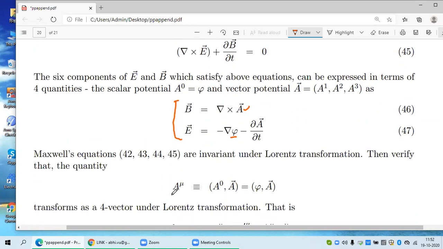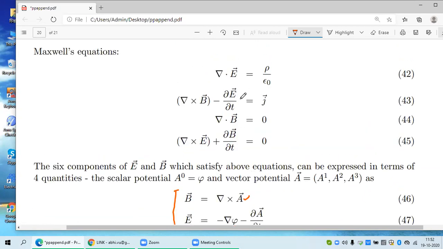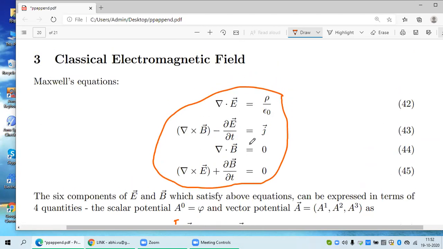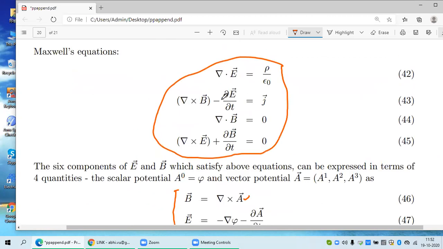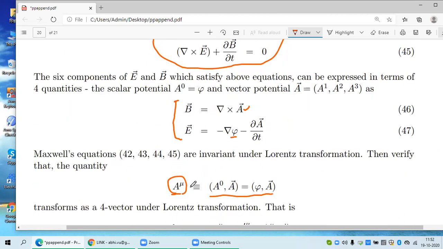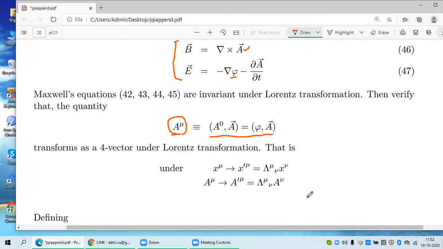That means phi and A, and we define A mu like this. You can check that if these equations have to be invariant under Lorentz transformation, then this object composed of A0 and A, or phi and A, which is related to B and D of these equations by these relations, this A mu should transform in the same way as the coordinate transforms.